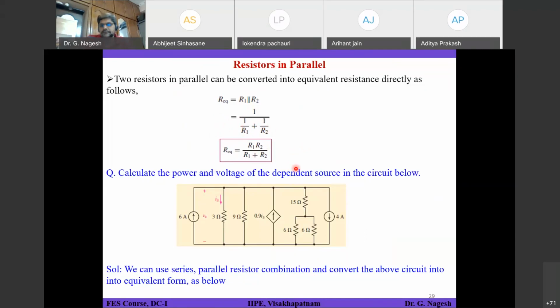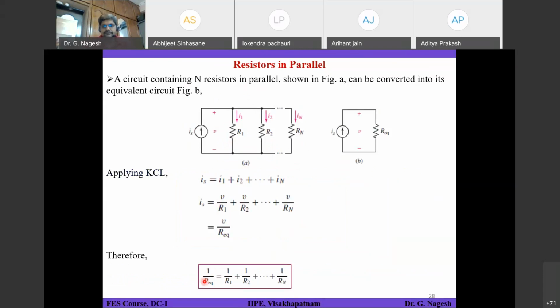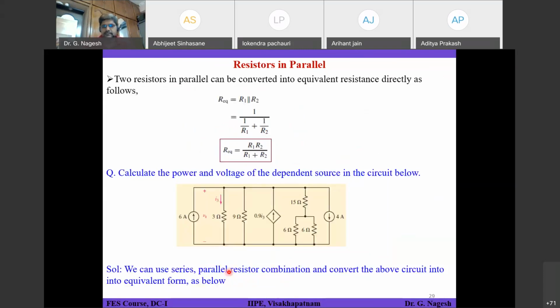Okay. So R equivalent is equal to R1 R2 by R1 plus R2. How it comes: from this same equation, 1 by R equivalent is equal to 1 by R1 plus 1 by R2. If you solve it, you will get R equivalent is equal to R1 R2 by R1 plus R2. If there are two resistors, you can use this formula straight away. If there are more resistors, then it is better to use the previous one. Okay, so here we will go through one example.